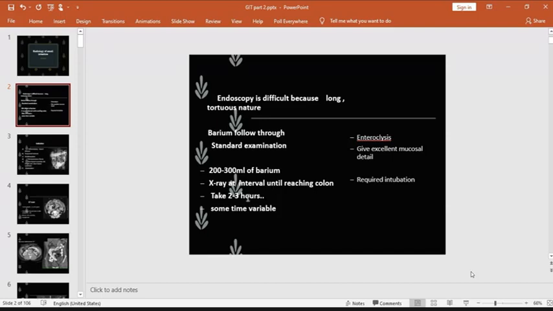It will take about 2 to 3 hours for the examination, and sometimes it is less or more, variable according to the case. And we also have another imaging modality similar to the barium follow through, called enteroclysis, in which we require intubation. That is, we inject the barium directly into the bowel through a tube rather than swallowing. This gives more detail and more information.